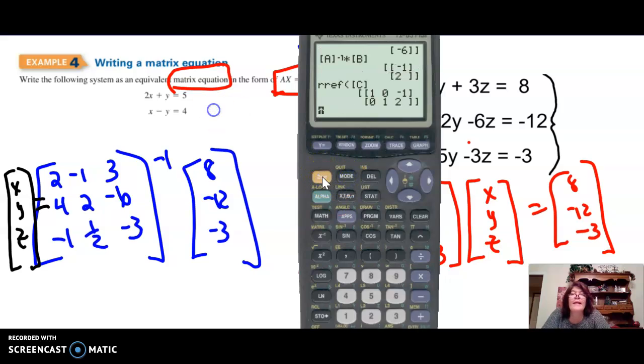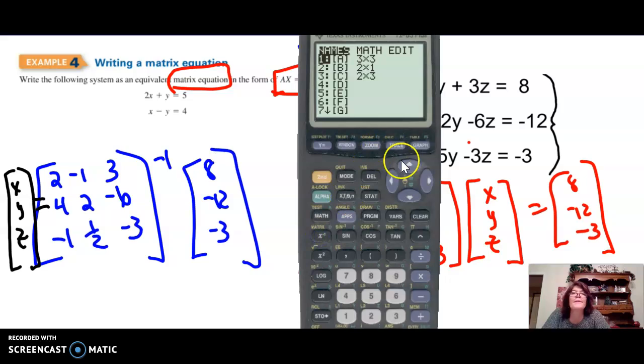And then I also have to enter matrix B. I'm going to edit matrix B, and this is 3 rows and 1 column, a 3 by 1. Let's see, what are they? 8, -12, and -3.